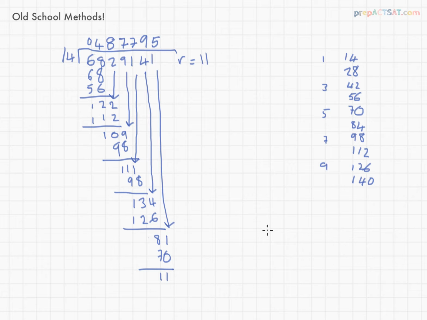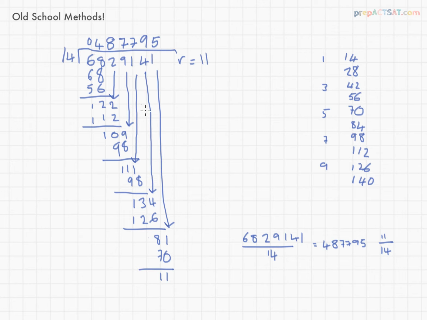So let me just write out what we've actually done there. So we took the number 6,829,141, we divided it by 14, and we got 487,795 and 11 14ths. So your remainder is the bit that you haven't actually managed to divide by 14, because obviously 11 over 14 is less than 1.